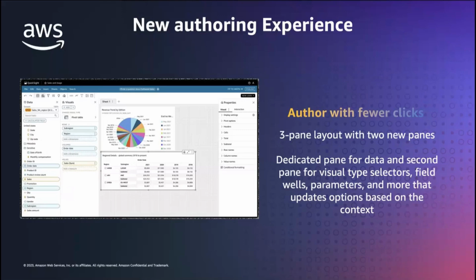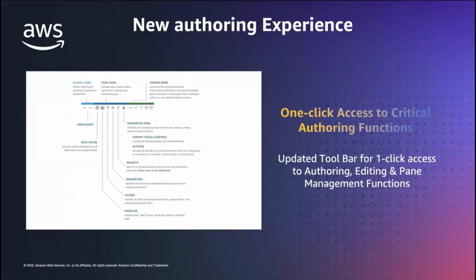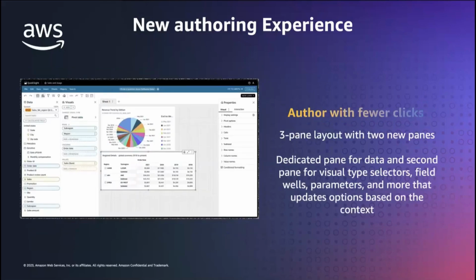So this enables you to author QuickSight dashboards with minimal clicks. What it launches is a completely new set of 3 panes, a data pane on the extreme left that makes it very easy for you to drag and drop fields from data pane to anywhere in the canvas. A new vertically organized field wells that makes it very easy to scale all your field wells for every visual type that you create on QuickSight.